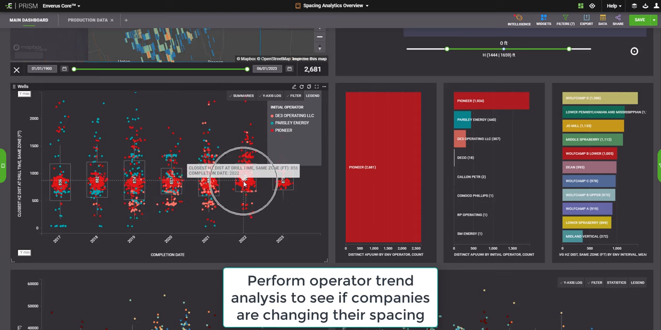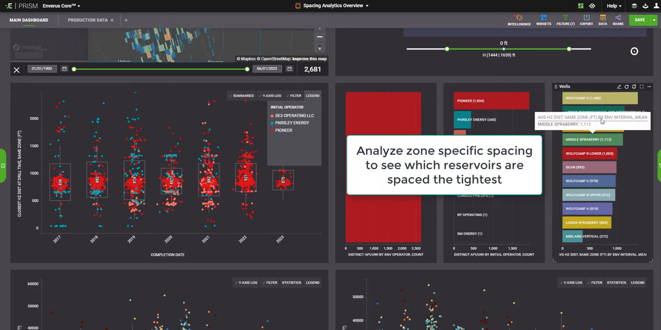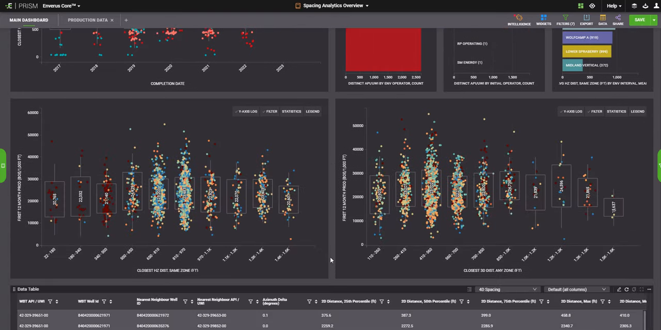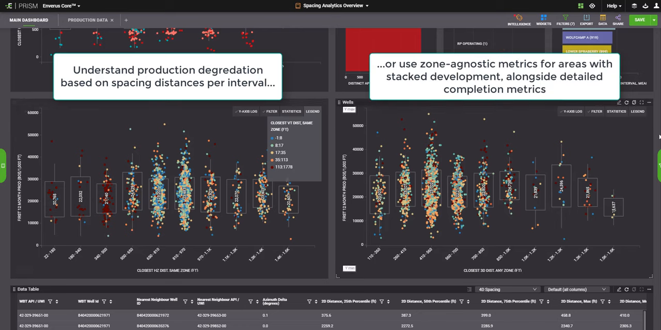Although we can see certain zones being spaced much tighter than others, there are still scenarios where operators will wine rack wells within a single zone or rack wells across multiple zones. Of course, one of the key variables to understanding these types of development patterns are completion metrics, like proppant and fluid intensities, and their relationship with spacing tightness, which is very easily visualized in PRISM, like you can see here.